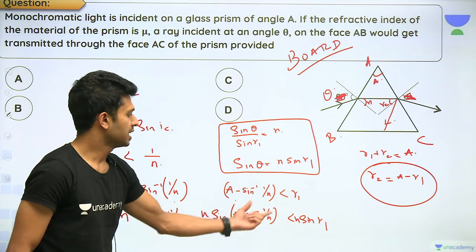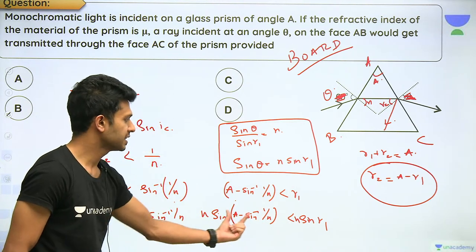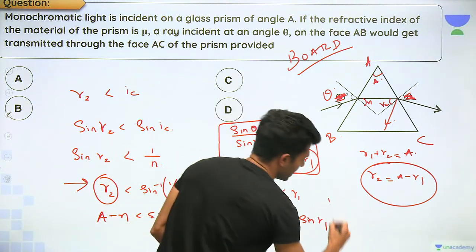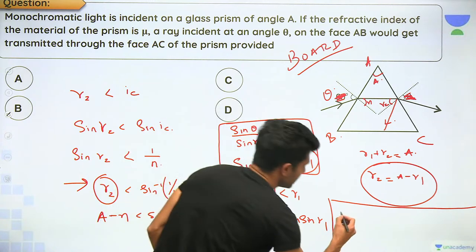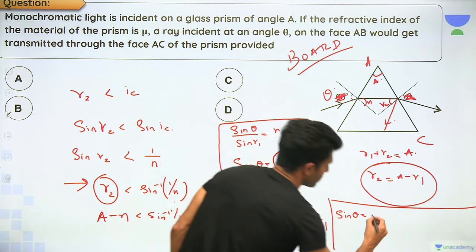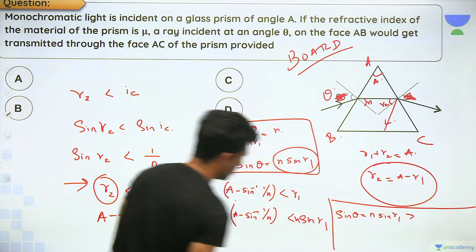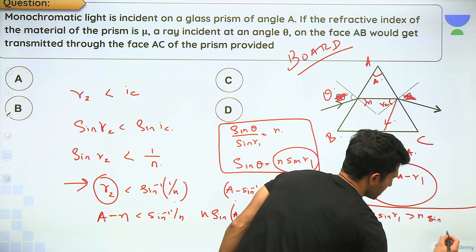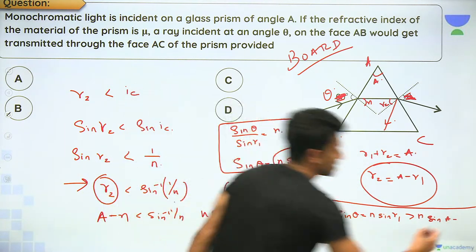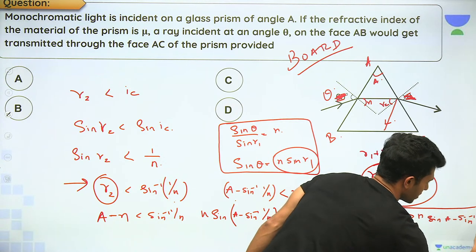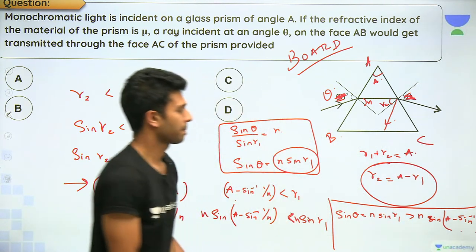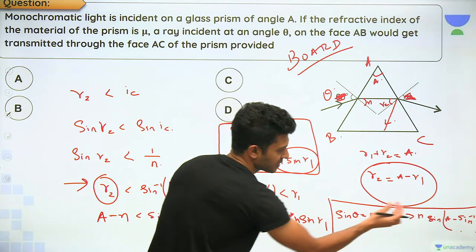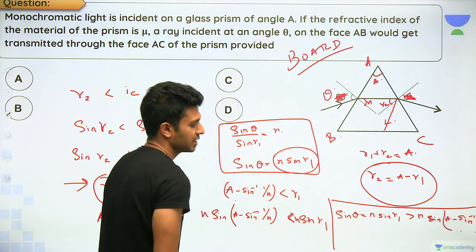Now, I can substitute N sine R1. N sine R1 should be greater than what? Should be greater than this particular value. Yes or no? So, can I write the same over there also? Look, sine theta, which is equal to N times sine R1, should be greater than this value: N times sine of A minus sine inverse of 1 by N. Got it? Now, you can remove the middle part, N times sine R1. You can write sine theta is greater than N times sine of A minus sine inverse of 1 by N.